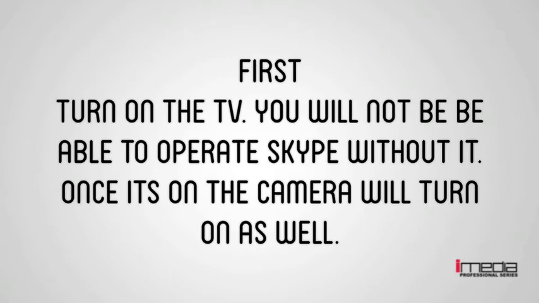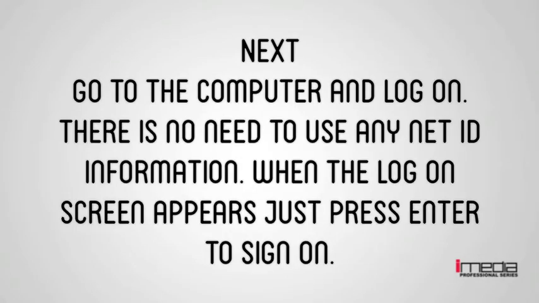First, when you come into the room, turn on the TV. You will not be able to operate Skype without it. Once it's on, the camera will automatically turn on as well. Next, go to the computer and log on. There is no need to use any NetID information. When the logon screen appears, just press Enter to sign on.